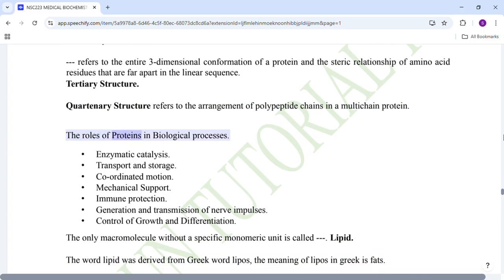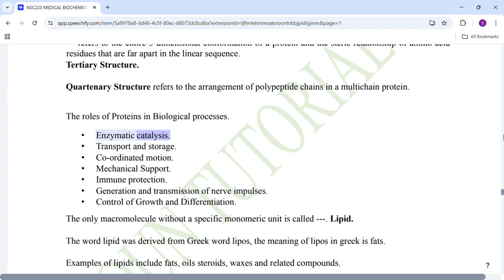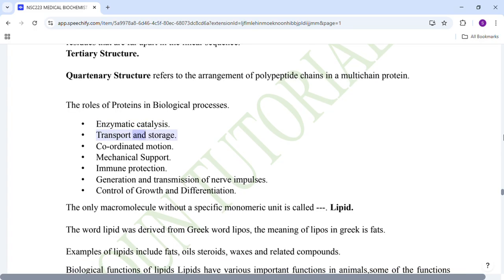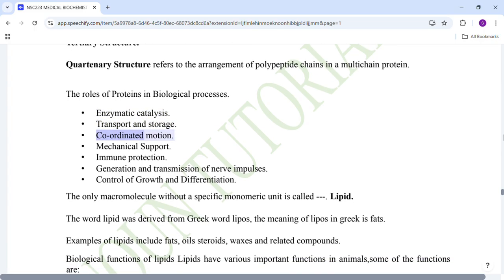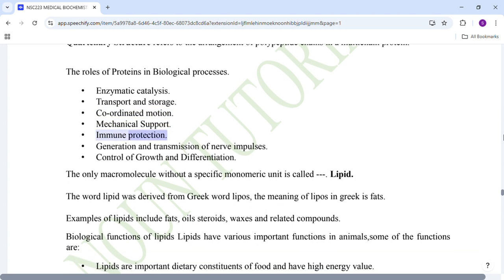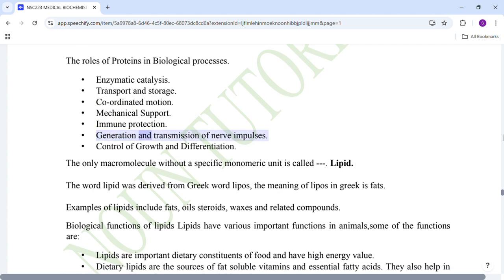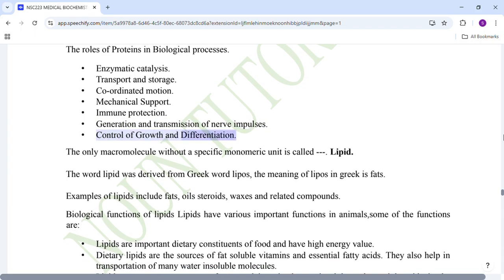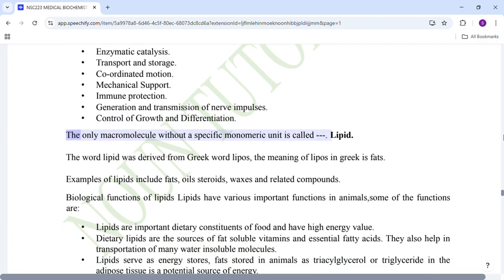The roles of proteins in biological processes: enzymatic catalysis, transport and storage, coordinated motion, mechanical support, immune protection, generation and transmission of nerve impulses, control of growth and differentiation. The only macromolecule without a specific monomeric unit is called dash.